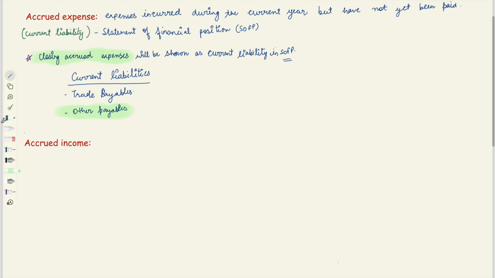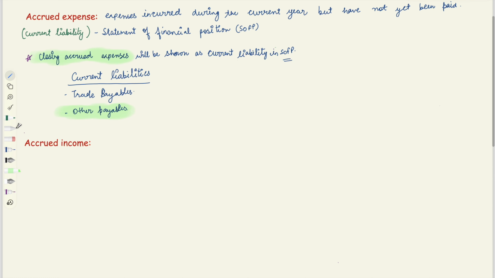And in statement of profit or loss, what do we do? Payments made plus closing accruals minus opening accruals. This opening accrual does not belong to the current year, therefore we need to subtract it from the payments, and closing accruals belong to the current year but are not yet paid, therefore we need to add it to our payments. So this is all for your accrued expenses.